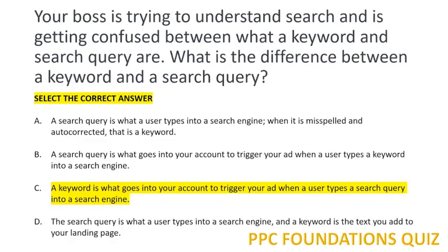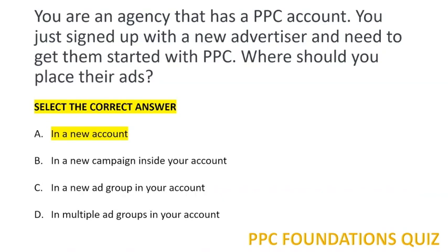Your boss is trying to understand search and is getting confused between what a keyword and a search query are. What is the difference between a keyword and a search query? A. A keyword is what goes into your account to trigger your ad when a user types a search query into a search engine. You are an agency that has a PPC account. You just signed up with a new advertiser and need to get them started with PPC. Where should you place their ads? A. In a new account.